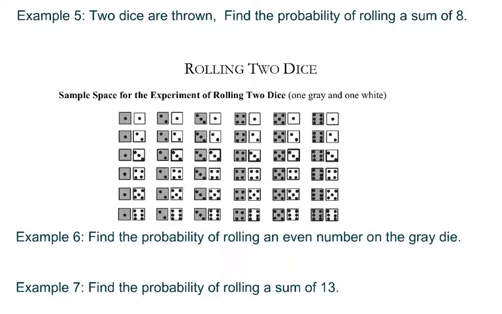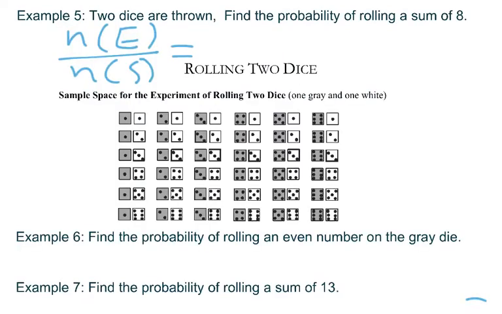So using my formula, the number of outcomes in my event over the number of outcomes in the sample space, the number in the denominator is the total number of possible outcomes. That's 36. And now we just have to count which outcomes would give me a sum of 8. And we're simply going to look. This one does, 6 and 2. So does 5 and 3. 4 and 4. 5 and 3. 2 and 6.